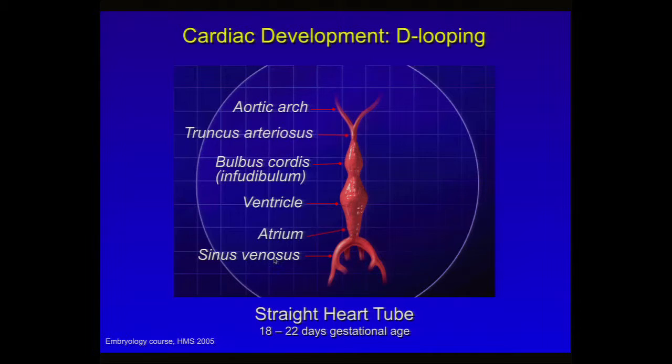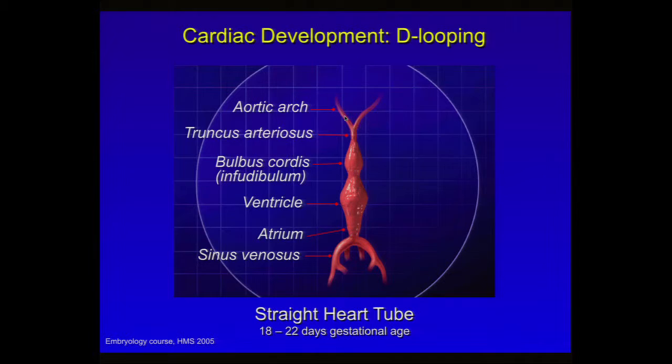The confluence of the veins is called the sinus venosus. They become confluent here to form the atrium. We just have one atrium at that stage. It leads to a ventricle. This is going to be the future left ventricle. On top of that sits the infundibulum or bulbous cordis. And above that, you see an artery called truncus arteriosus. And that truncus arteriosus leads to the aortic arch.